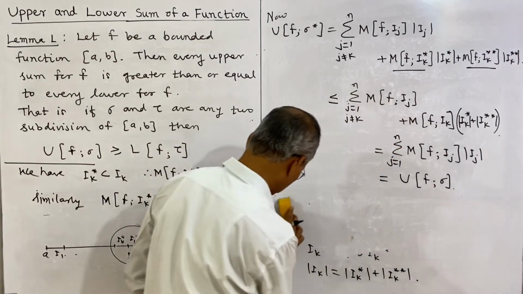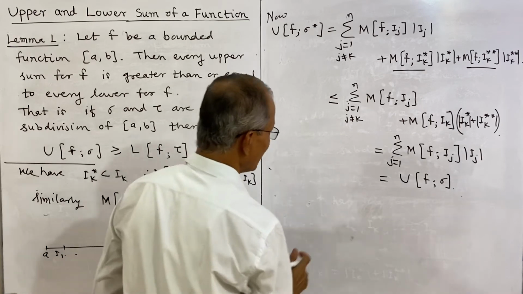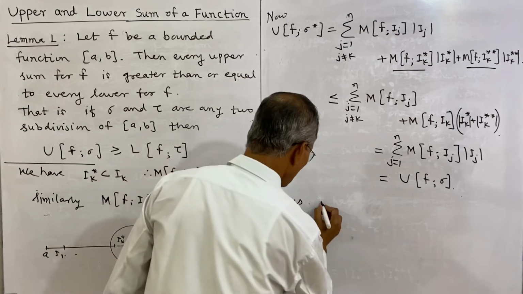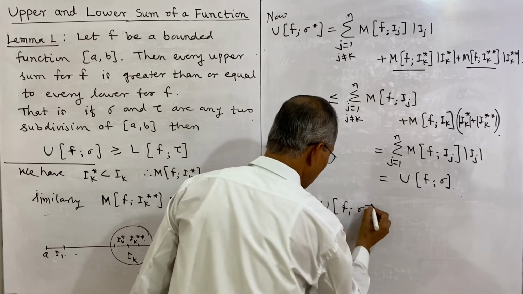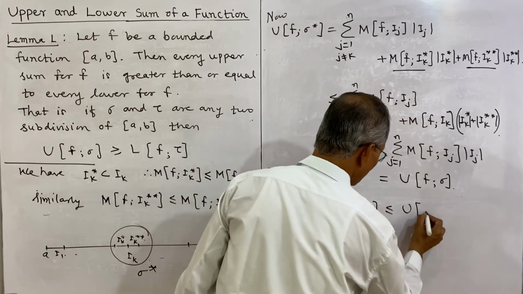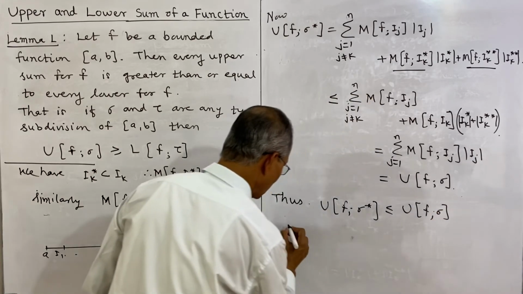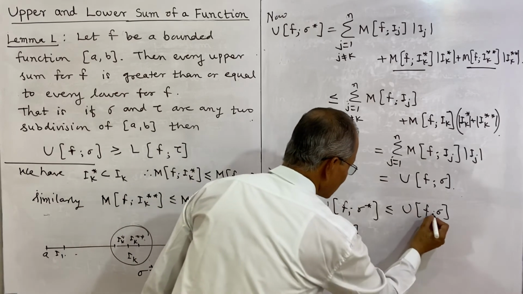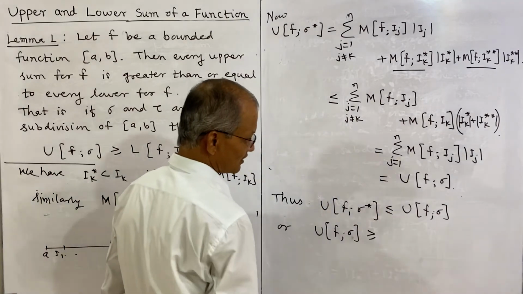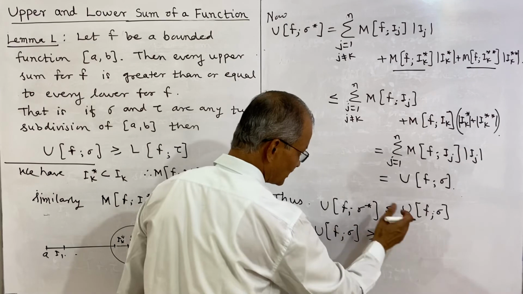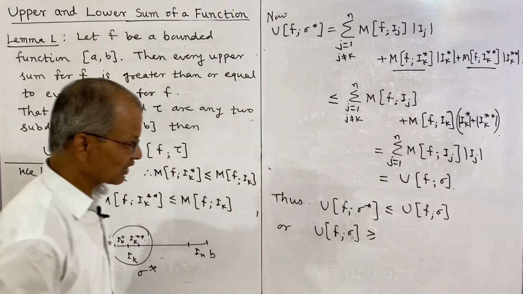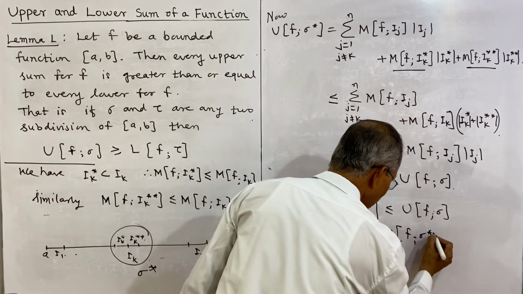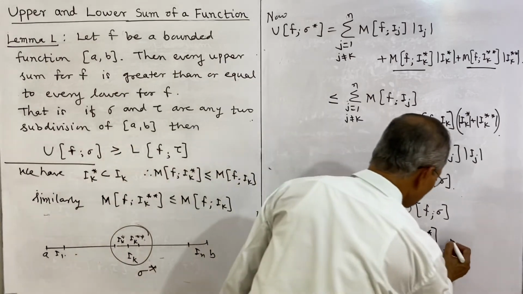And thus we have, see this, the upper sum for f on sigma star is less than or equal to the upper sum for f on sigma, or that can be written as the upper sum for f on sigma is greater than or equal to it. This is less and this is greater. So, reversing the sides, we get the inequality: the upper sum for f on sigma is greater than or equal to the upper sum of f on sigma star, and this we will suppose as 1.